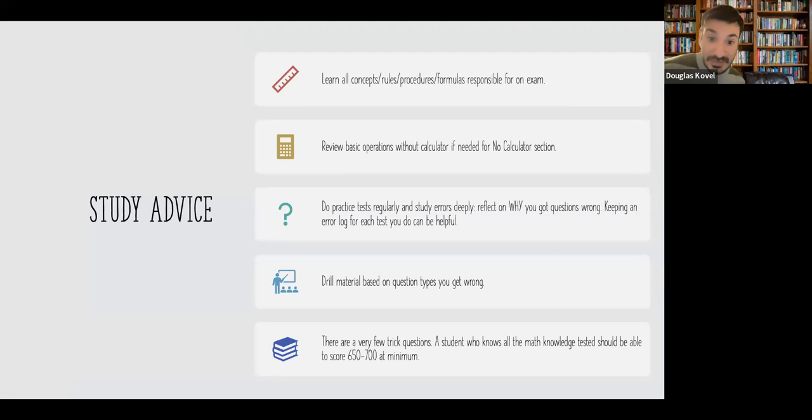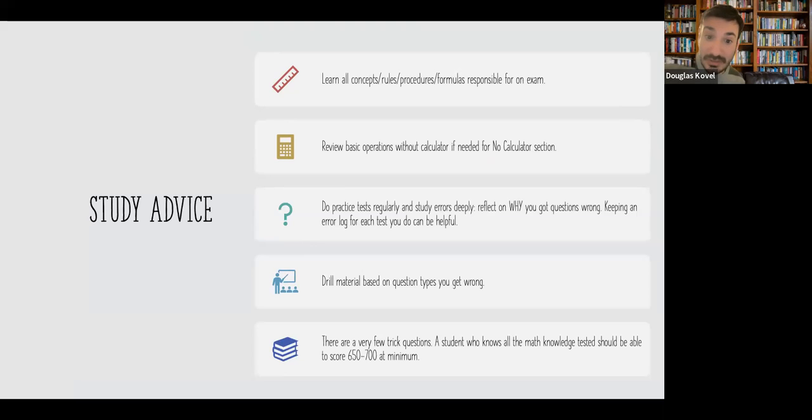And then the next big piece of advice is you definitely want to make sure you're doing practice tests regularly. So I would say ideally once a week or at least every other week. But even more than just doing a lot of practice tests, it's really important that you study your errors deeply. So you really want to be reflecting on why you got the questions wrong that you did.